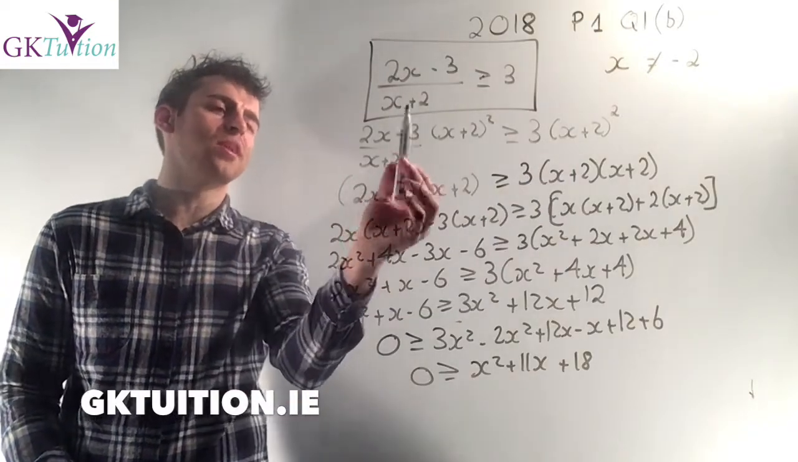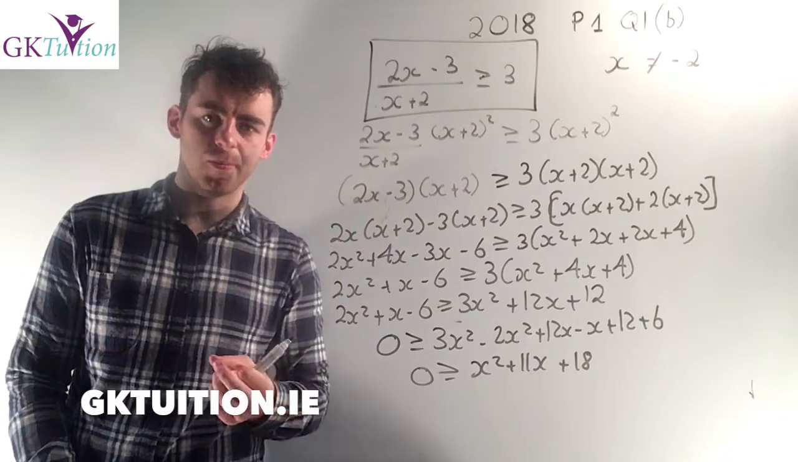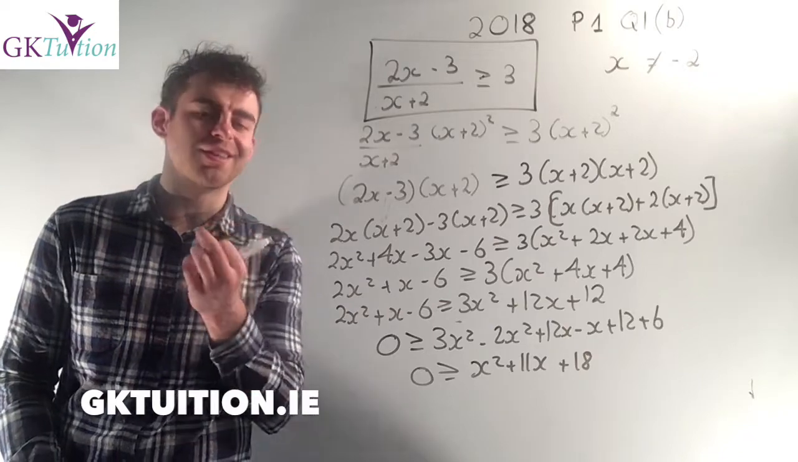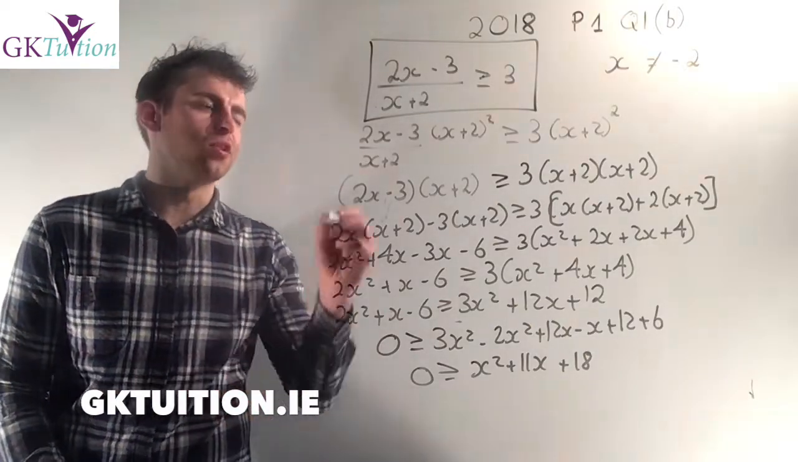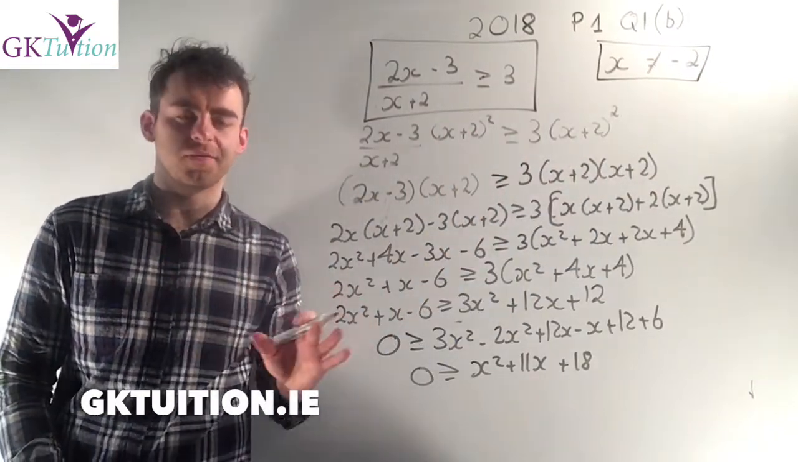Because if x was equal to minus 2, the bottom of this fraction would be minus 2 plus 2, which is 0. And in maths, we can't deal with a 0 on the bottom of a fraction because technically it's infinity. If you plug that into your calculator, it would be undefined. So they're not necessarily going to tell you this bit. You need to cop onto that yourself.